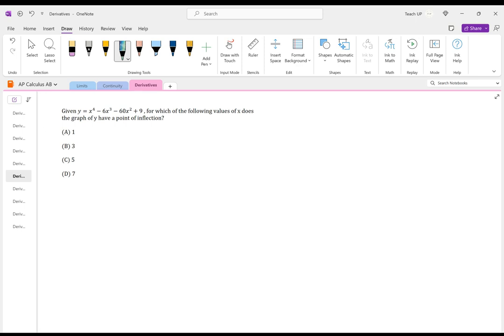Today we'll do the following problem. Given y is equal to x to the fourth power minus 6x to the third power minus 60x squared plus 9, for which of the following values of x does the graph of y have a point of inflection?